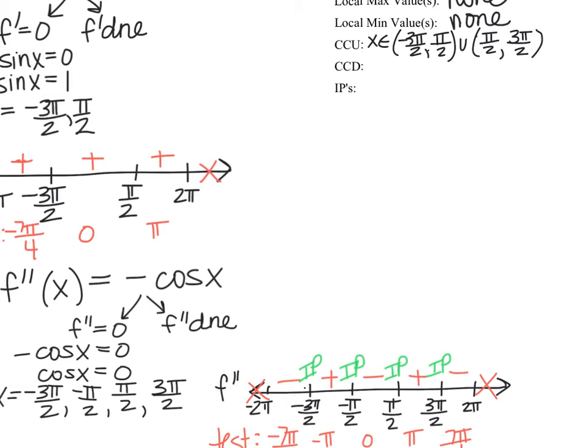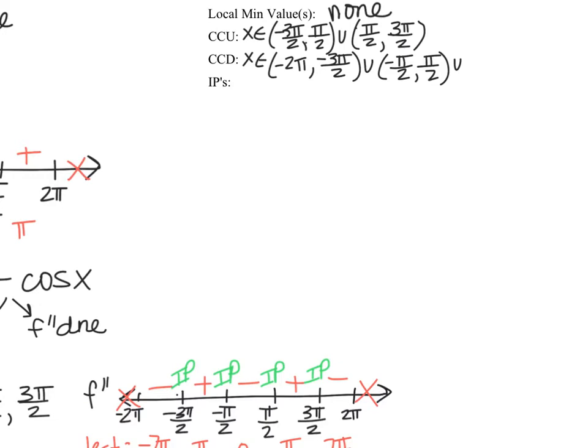And then we have 3 intervals where we're concave down. First interval, we're concave down from negative 2 pi to negative 3 pi halves. Second interval where we're concave down is between negative pi halves and positive pi halves. And the third interval where we're concave down looks to be between 3 pi halves and positive 2 pi.